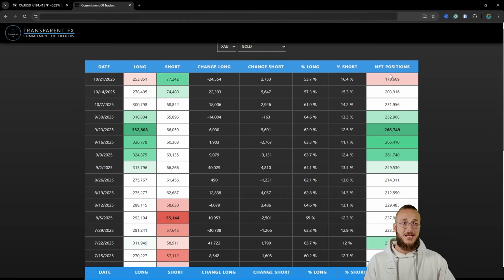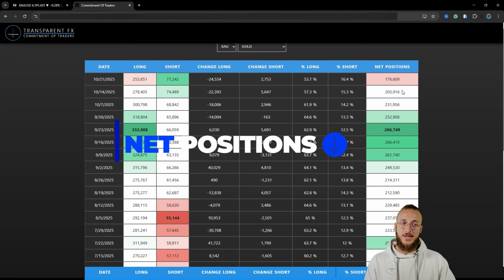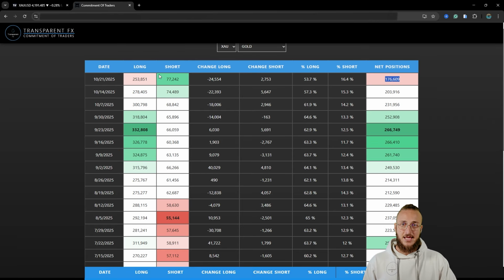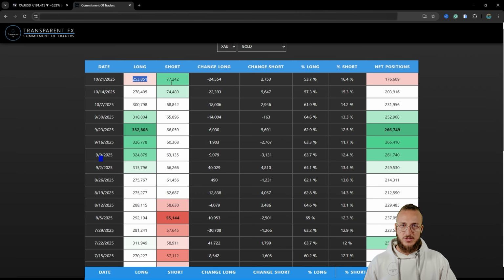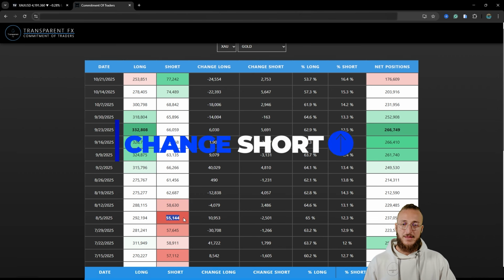We're starting to see net positions again being decreased, reaching now one of the lowest levels that we had for quite some time, all the way down here now to 176k net positions. We're starting to see institutions closing their longs, going from 332k down to 253k, at the same time increasing their shorts, which went from the low here at 55k all the way up to 77k.